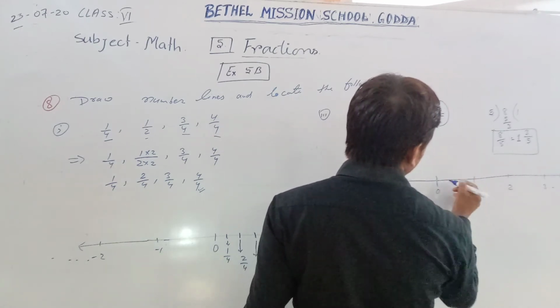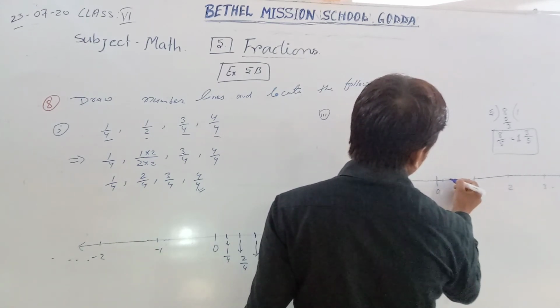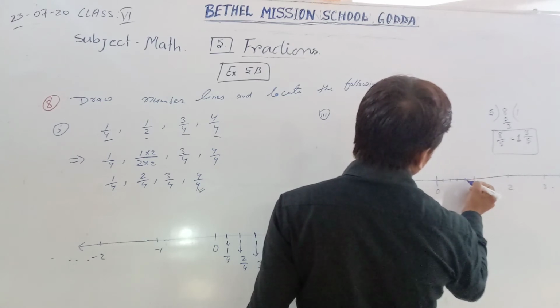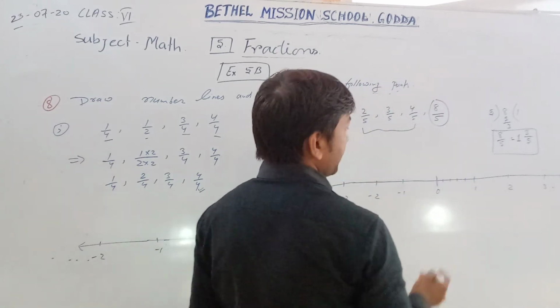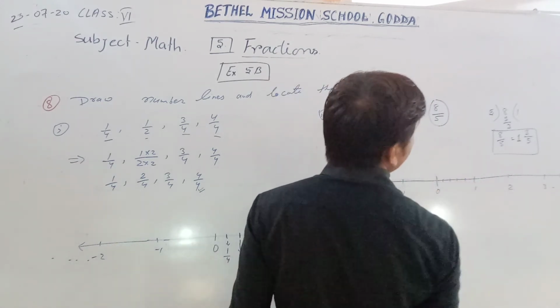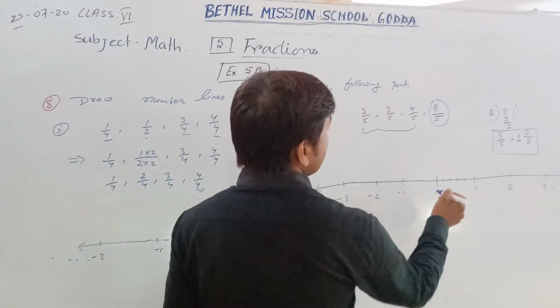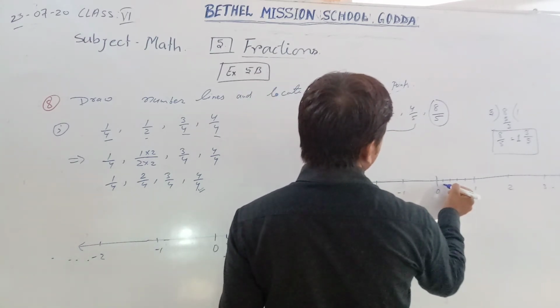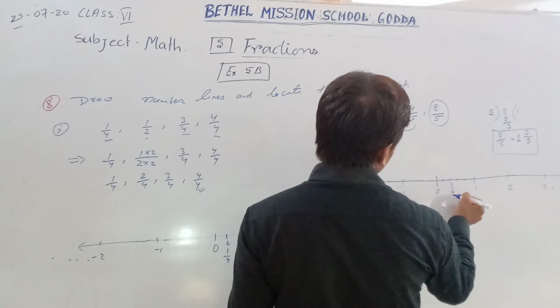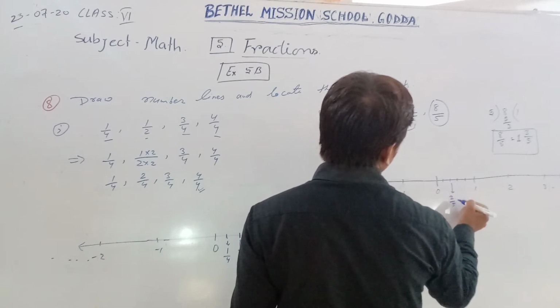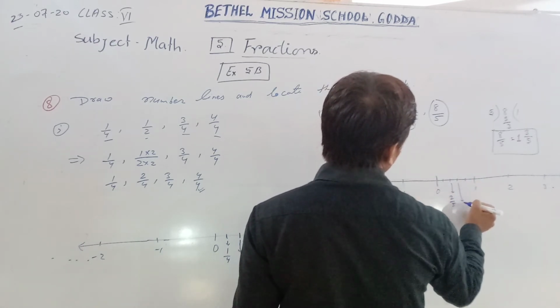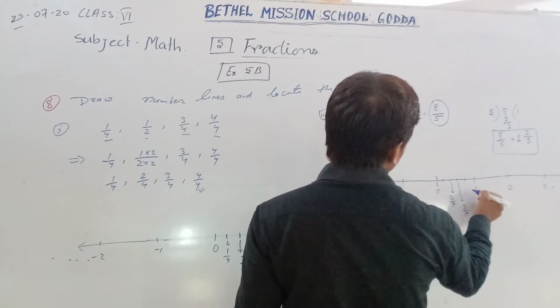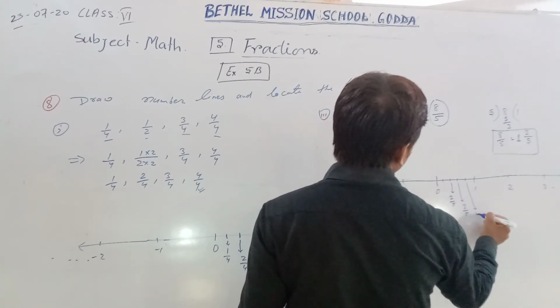Between 0 and 1: 1, 2, 3, 4, 5. Okay, 1, 2, 3, 4, 5. And this will be 1 upon 5. This will be 2 upon 5. This will be 3 upon 5. And this will be 4 upon 5.